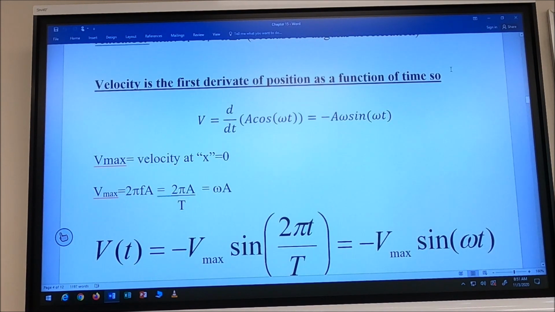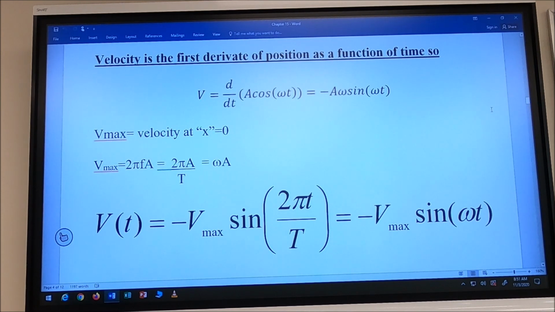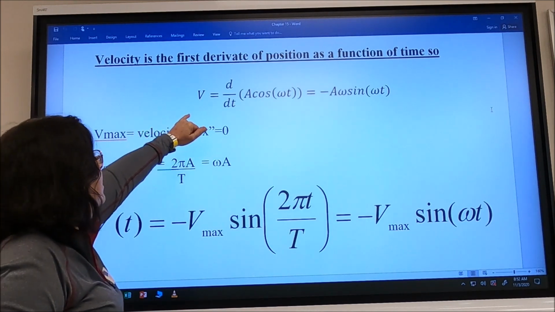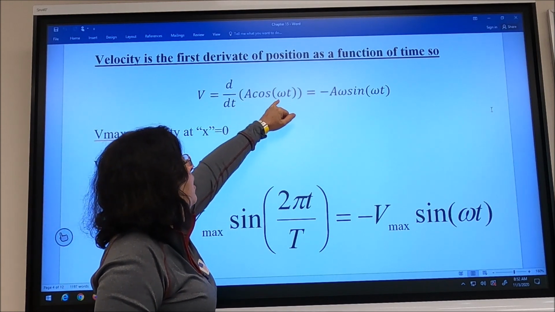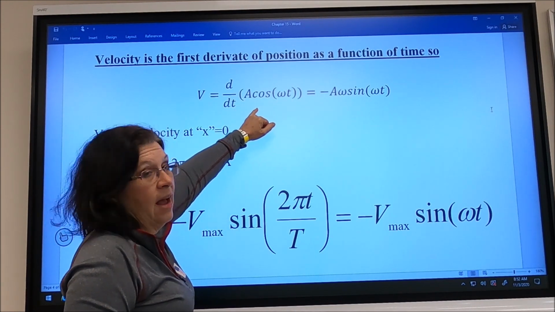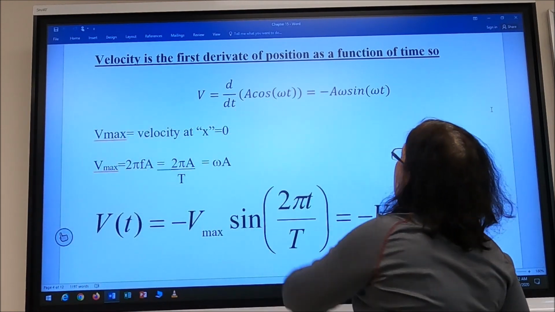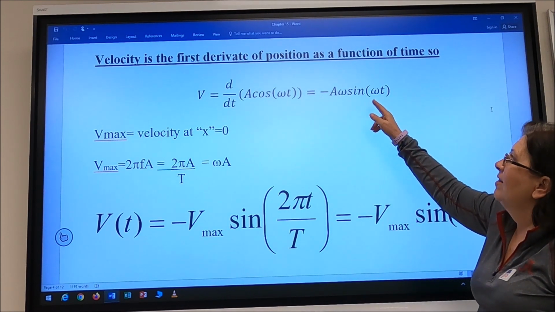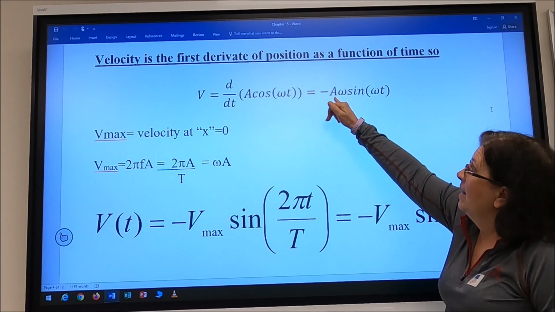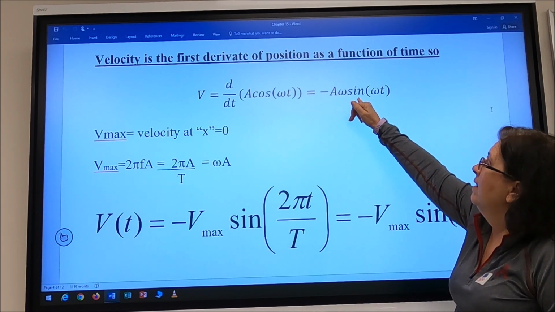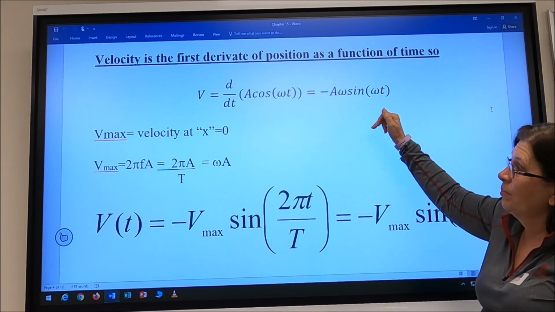Okay? Now, velocity, let's rack your brain and remember a few things. Velocity is the first derivative of position as a function of time. So velocity is d/dt of A cosine omega t. And guys, remember when you take the derivative of cosine, you get negative sine. So it's minus A omega sine omega t.